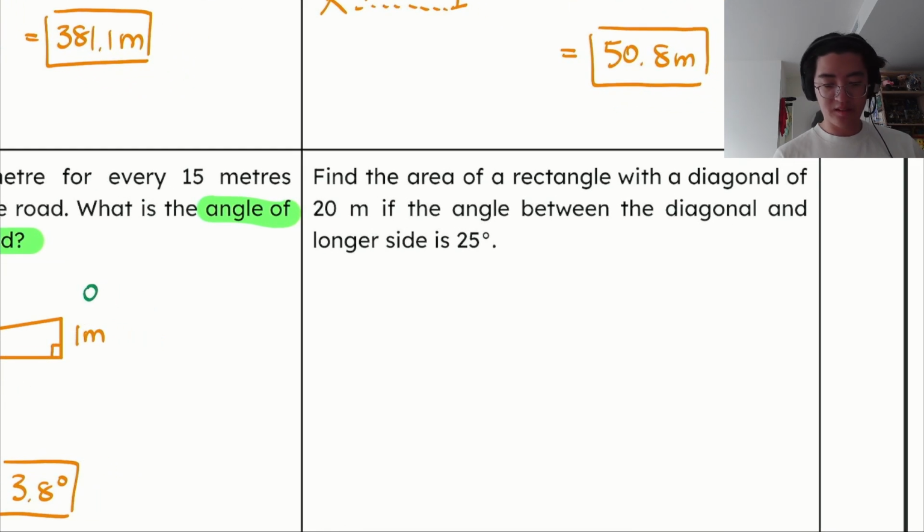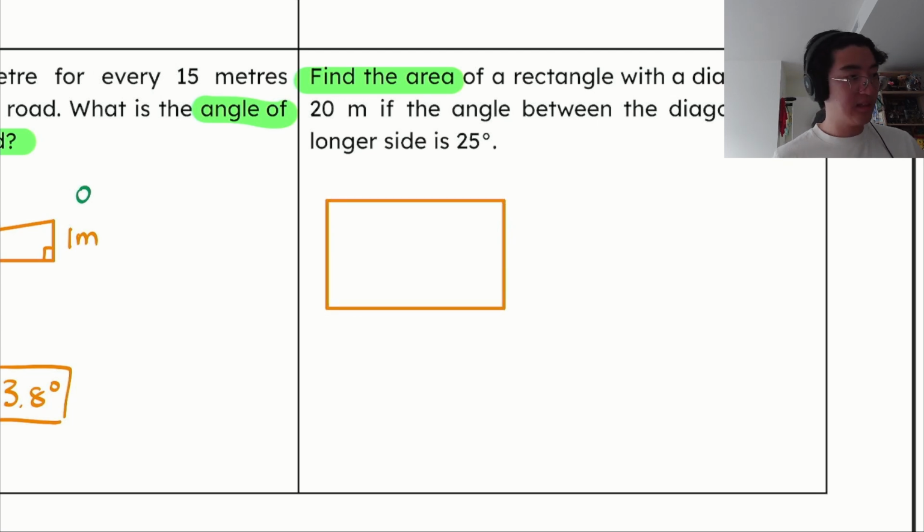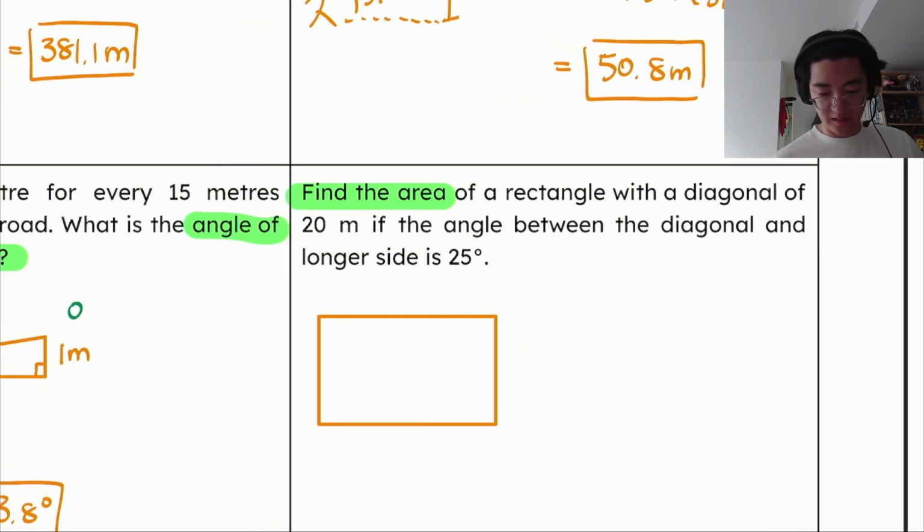Okay. So now, this question, right away, we know what we want to try to find. Find the area of a rectangle for the diagonal of 20 meters. Okay, so let's draw that out first. So we have a rectangle. It has a diagonal of 20 meters. So this right here, the diagonal is 20 meters.